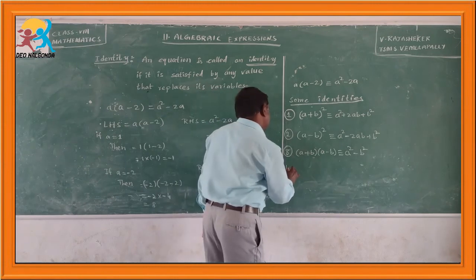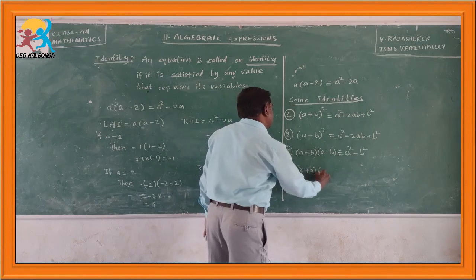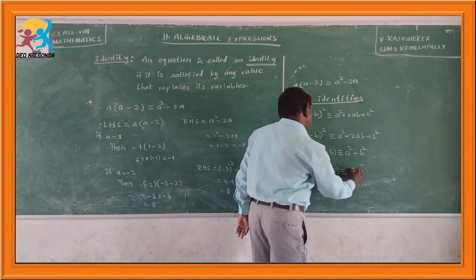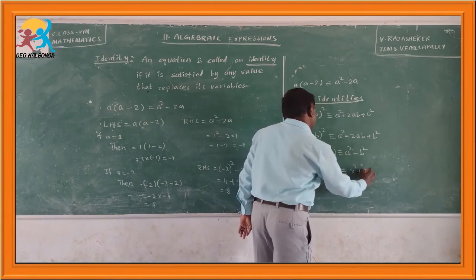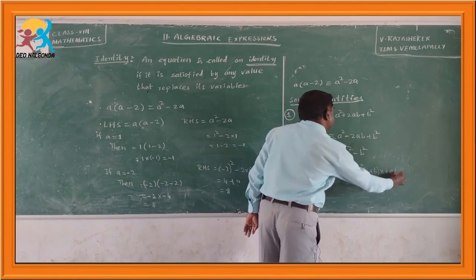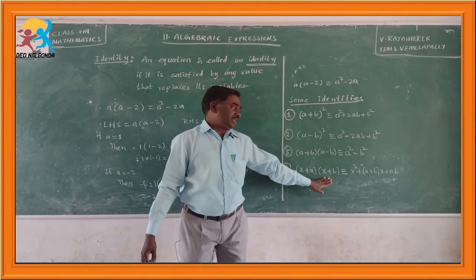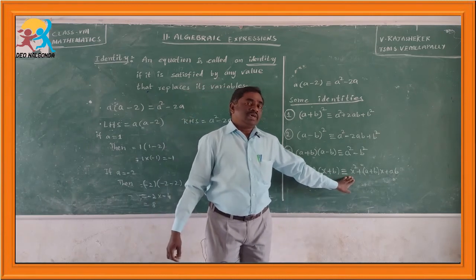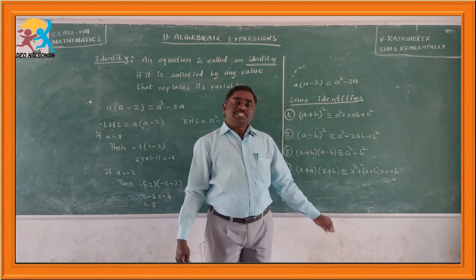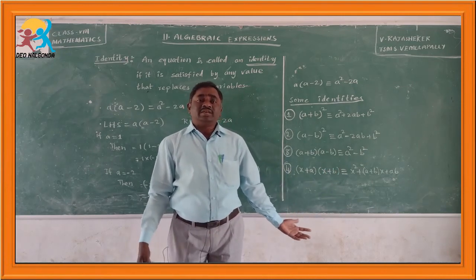So the fourth one, x plus a into x plus b is identically equal to x square plus a plus b of x plus ab. So these are some important identities in our chapter.